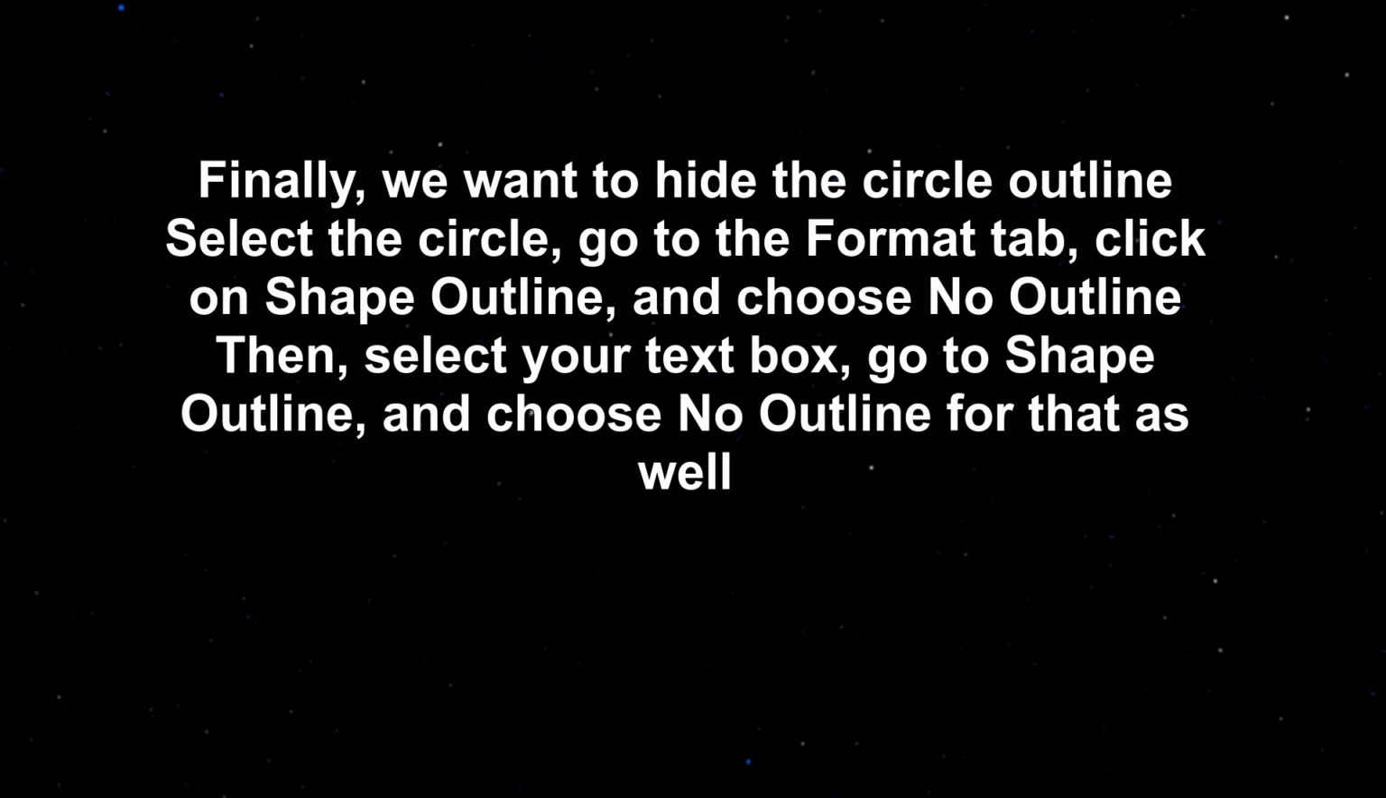Finally, we want to hide the circle outline. Select the circle, go to the Format tab, click on Shape Outline and choose No Outline. Then select your text box, go to Shape Outline and choose No Outline for that as well.